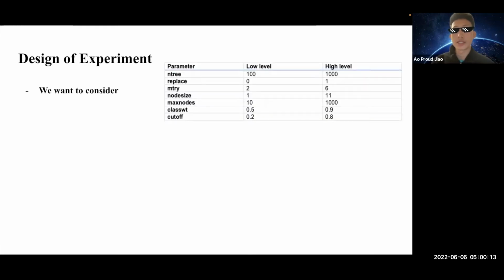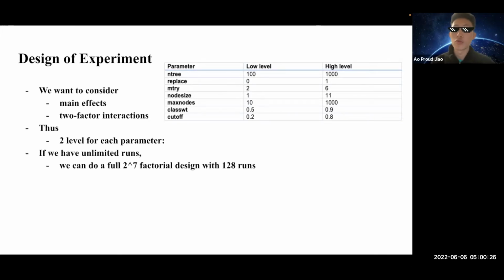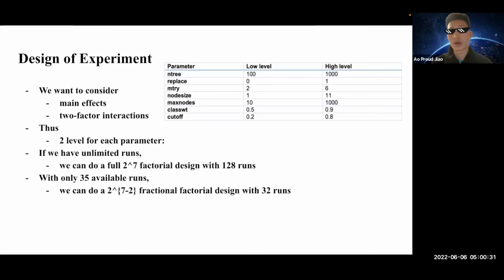So for the design of experiment, we want to consider main effects as well as two-factor interactions. Thus we have 2 levels for each parameter as shown in this table. If we had unlimited runs, we could do a full factorial design with 128 runs. However, since we only have 35 available runs, we can do a fractional factorial design with 32 runs, and we can leave the rest of the runs for confirmation experiments.